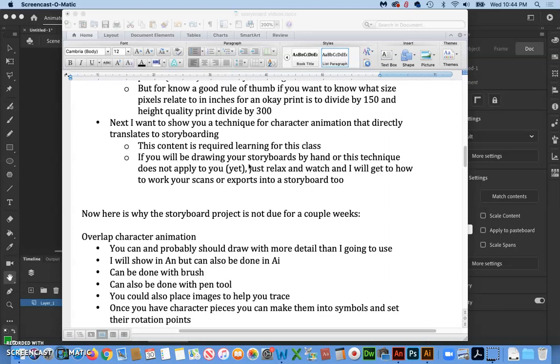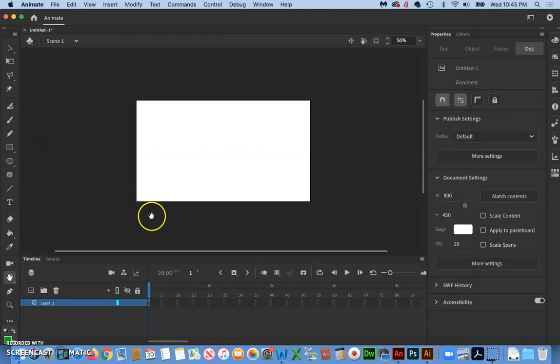What I'm about to show you is considered required learning for this class. So if it doesn't apply to you right now, just sit back, relax, watch this part, and then eventually I'll get to the point that applies to everybody as to how to export your scans or your exports from another program, and then stitch those together to make the big board, the actual storyboard with all the little frames. So right now what we're doing is creating the frames.